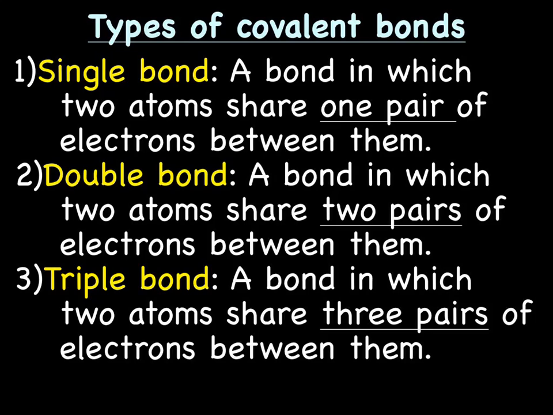And a triple bond, I'm sure you're getting the routine here. A triple bond is a bond in which two atoms share three pairs of electrons. So that's a total of 6 electrons. Right? So for a single bond, you're sharing a total of 2 electrons. Double bond is a total of 4. And triple bond is a total of, not 5, let's try that again, is a total of 6.